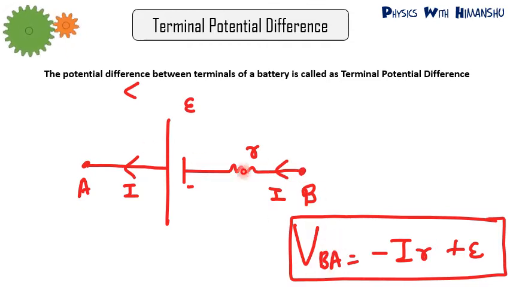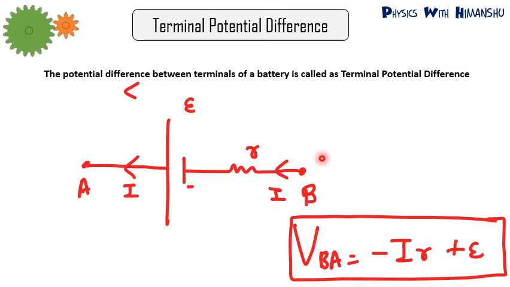From B to A, first we'll encounter this resistance. You are going from B to A, and the current is from B to A, so you write minus Ir. Then you meet the negative terminal first, so you write plus E. So the terminal potential difference for this battery will be minus Ir plus E, and this is also called V_BA or TPD.